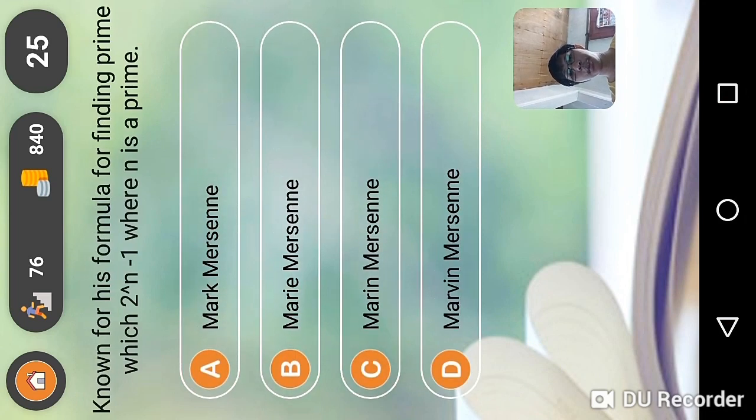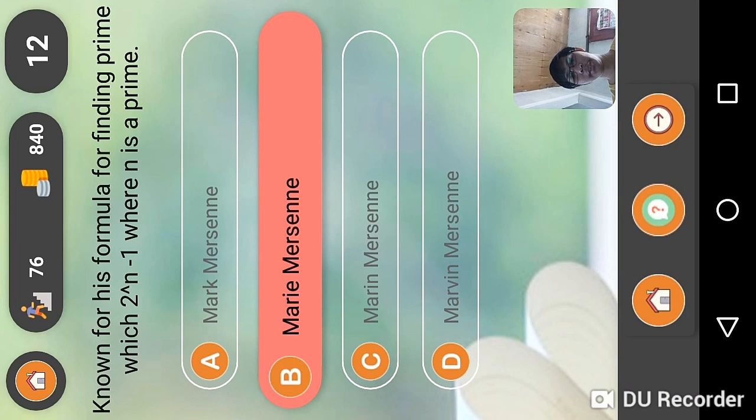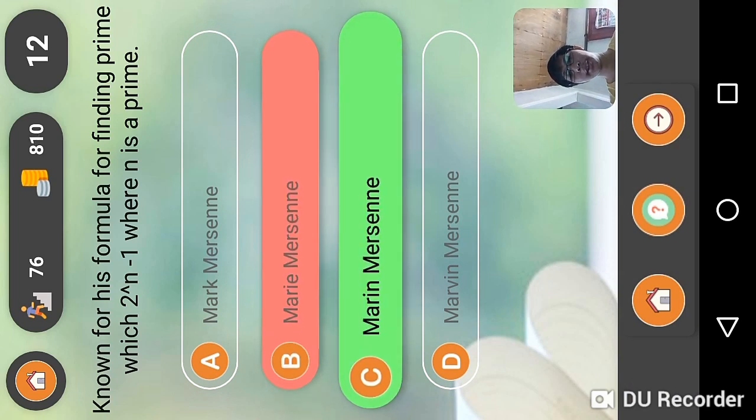Known for his formula for finding primes, 2 raised to n minus 1, where n is a prime. Kay Marin Mersenne. Oops, mali. Ito ay kay Marin Mersenne.